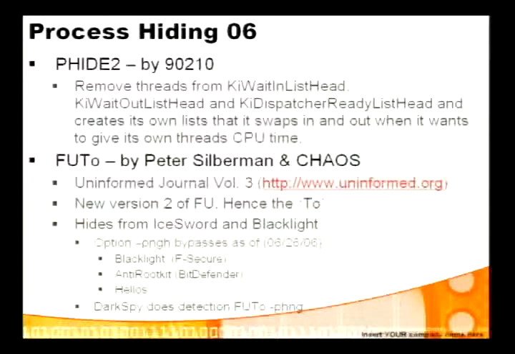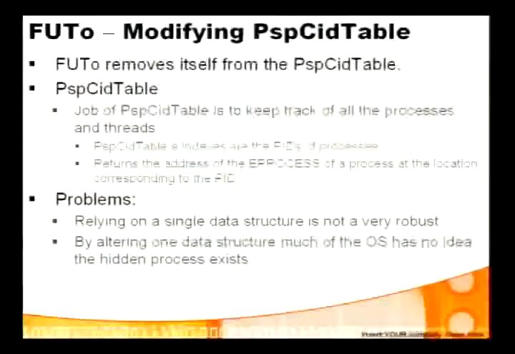FU2, by Peter Silberman and Chaos, was a detection mechanism that would enumerate all the open process handles on the system. We'll get into that in a moment. And it was to subvert that. So FU2 modifies the PspCidTable.